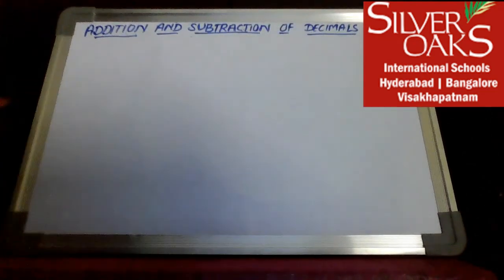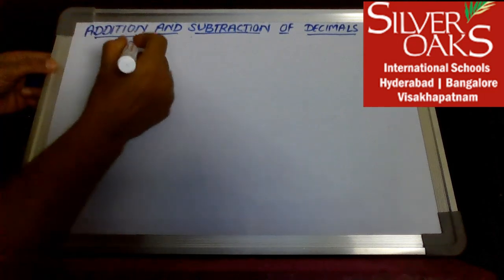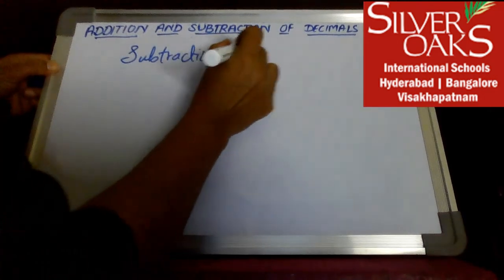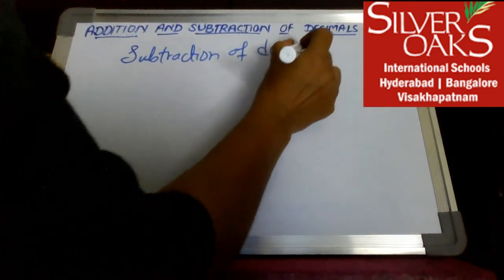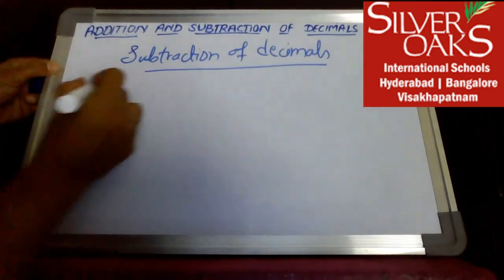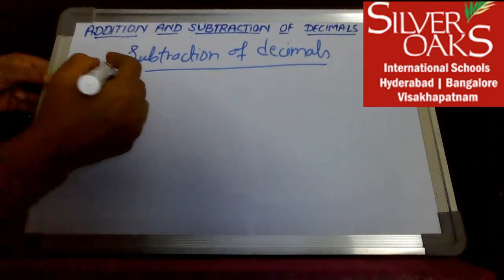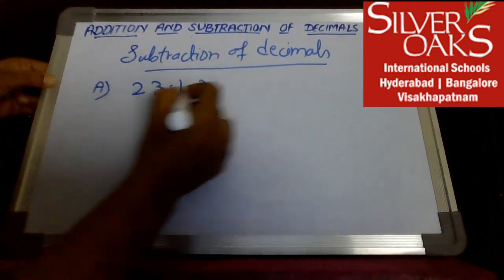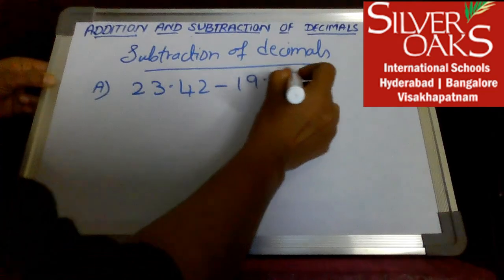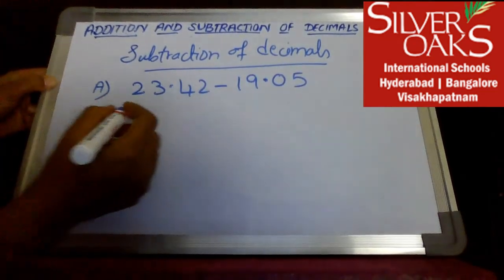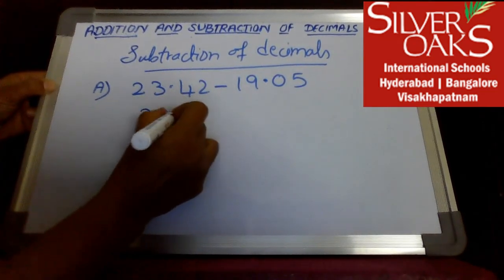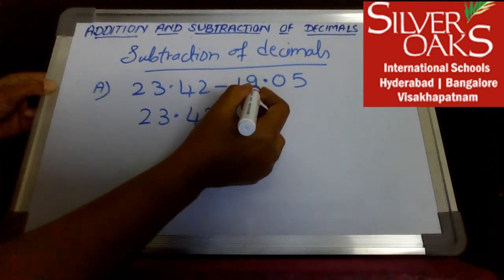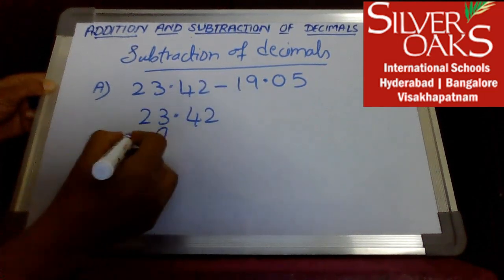Now let's go to subtraction of decimals. Let me take 23.42 minus 19.05. So let me subtract this. 23.42, so 3 is in ones place. So I have to place 9 here. 9 is in ones place, so I have to place 9 below 3.